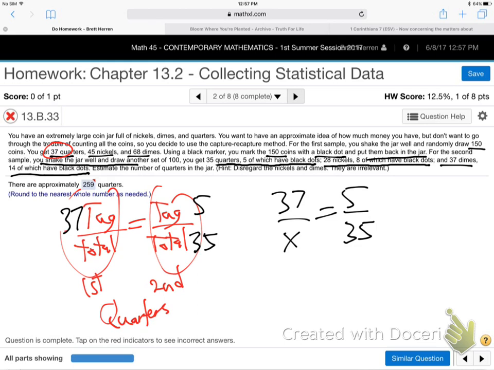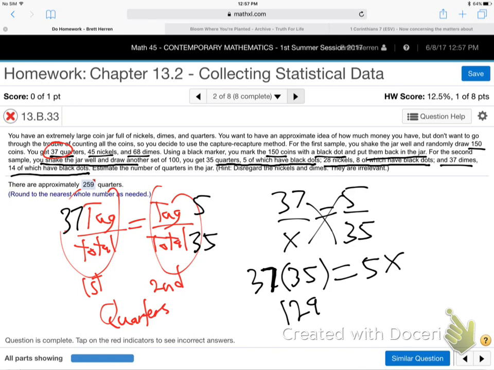So, cross multiply. 37 times 35 is 5 times x. Somebody have that number on their calculator. What's 37 times 35? 1295? Thank you. 1295 is 5x. Divide by 5. It must be that answer I have up there. 259. What is it? Yeah, 259. Yeah. 259 quarters in there.